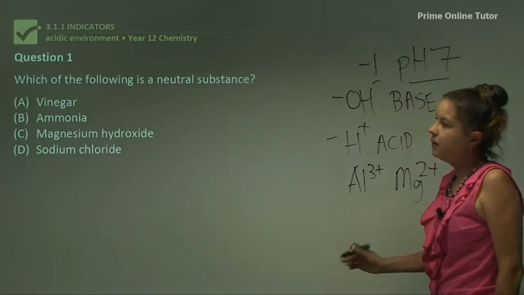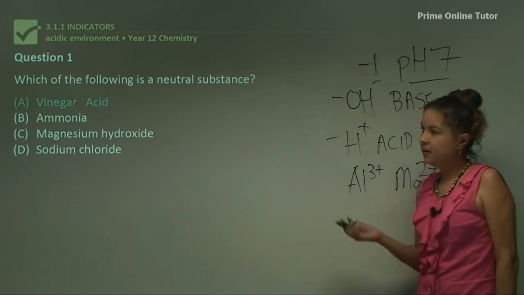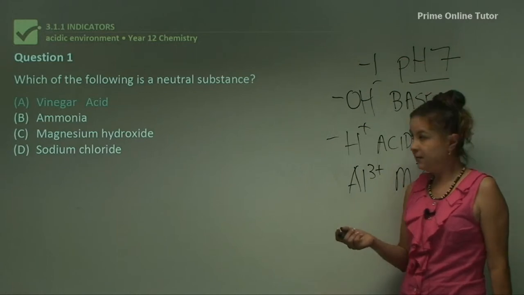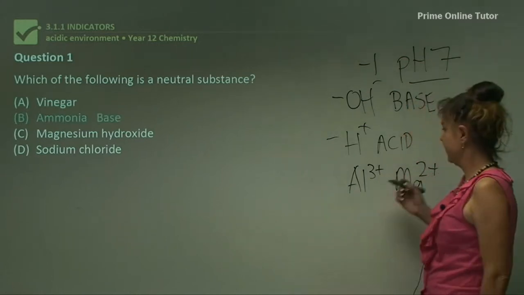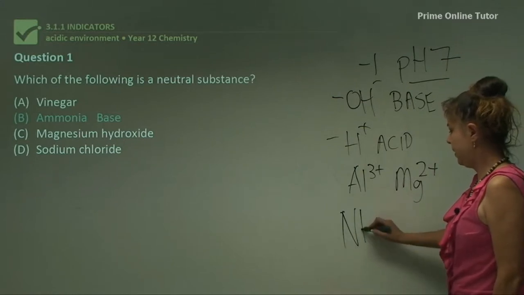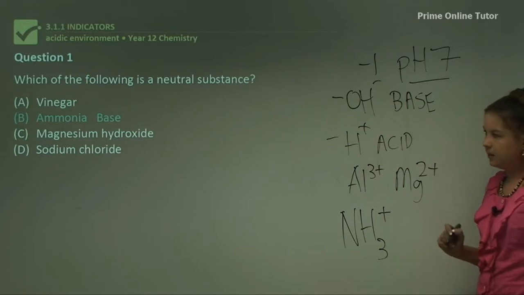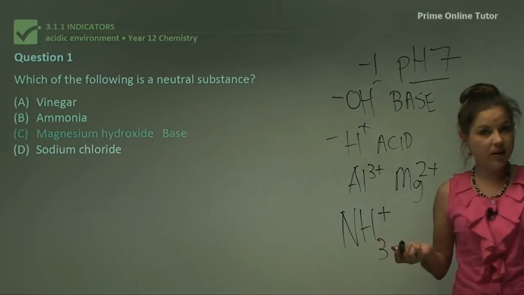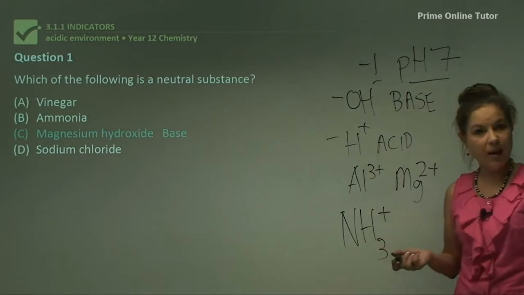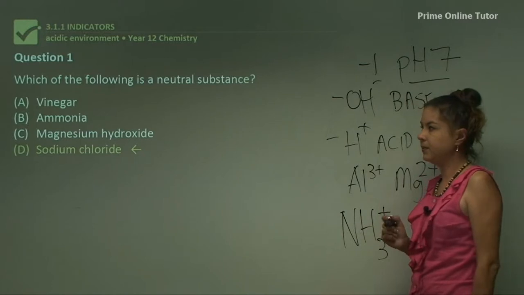Okay, question 1. Which of the following is a neutral substance? Now, vinegar, acetic acid, it's an acid. Ammonia is a base. Ammonia is NH3, that's the formula. Ammonia is a base. Magnesium hydroxide, which I just discussed, is also a base. So our answer is sodium chloride. That's the neutral compound.